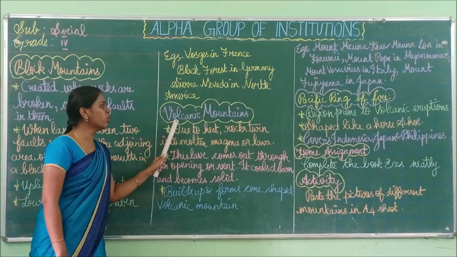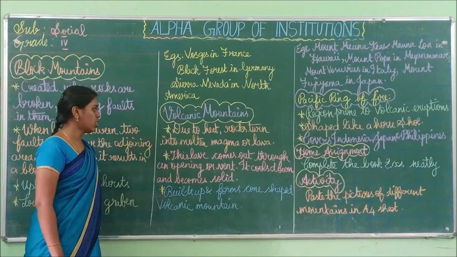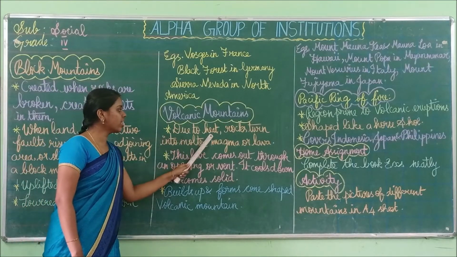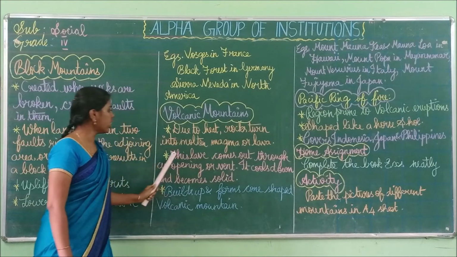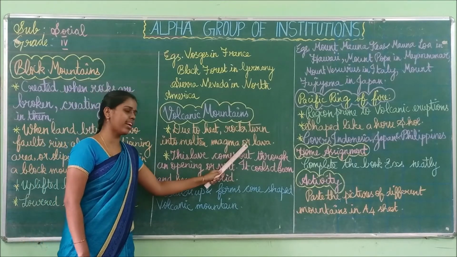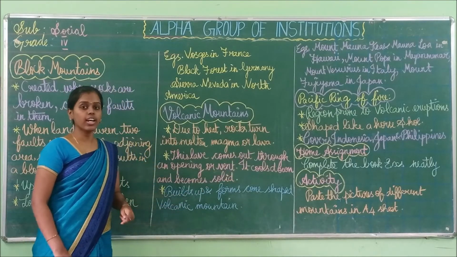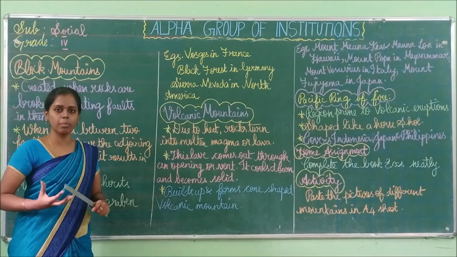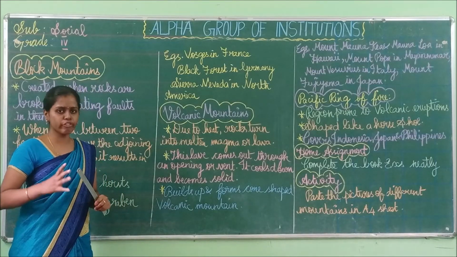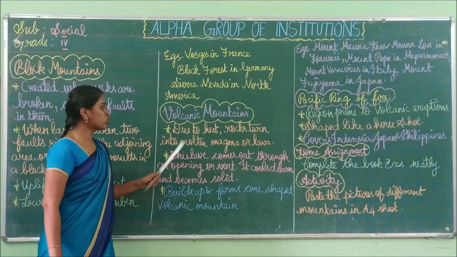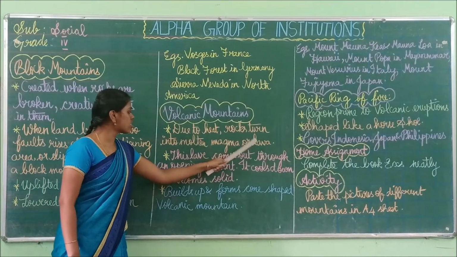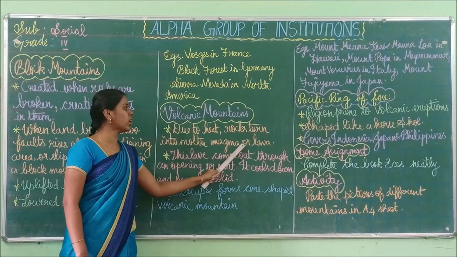Now we are going on to volcanic mountains. Due to heat, rocks turn into molten magma or lava. The earth is full of heat, and because of that heat, rocks turn into molten magma or lava.